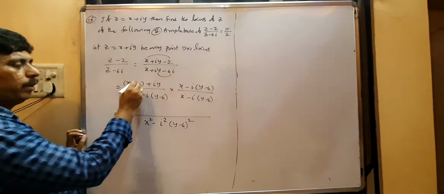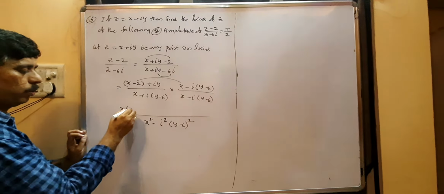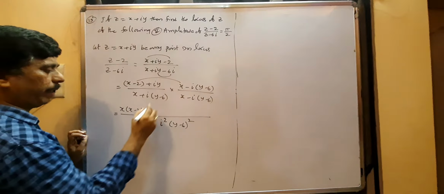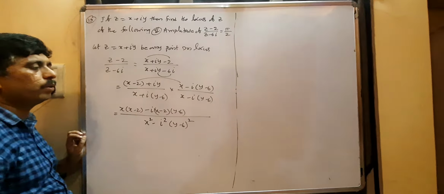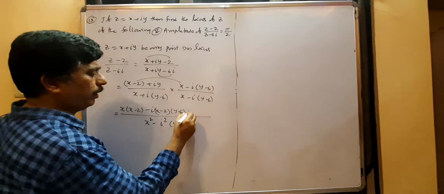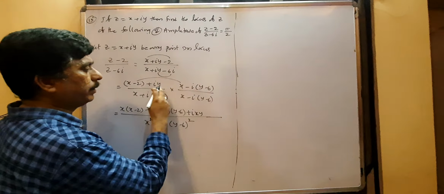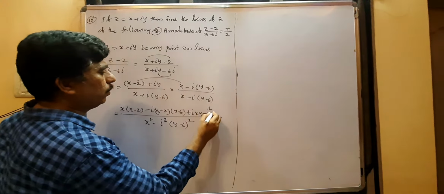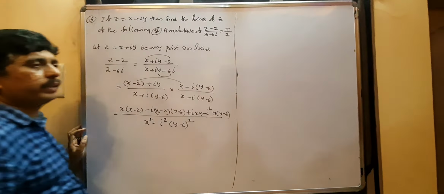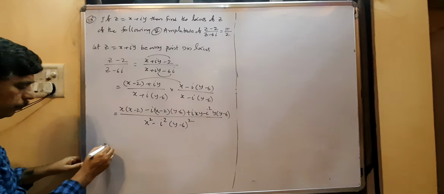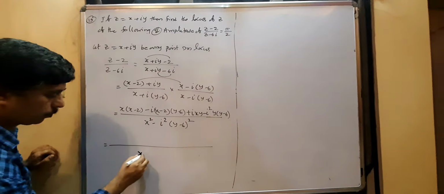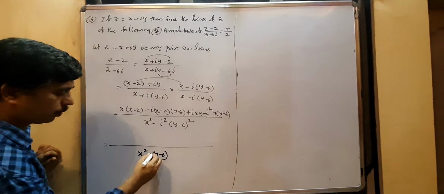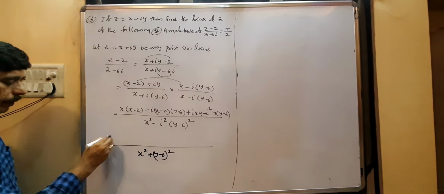Numerators, you can multiply x into x minus 2, plus into minus, minus i into x minus 2 into y minus 6, plus iy into x, xy, plus into minus, minus i square y into y minus 6. What is the i square value? Minus 1. So this is x square plus y minus 6 whole square, equal to x into x minus 2.